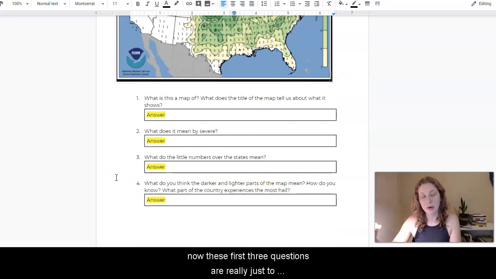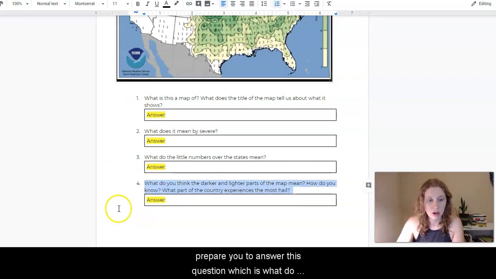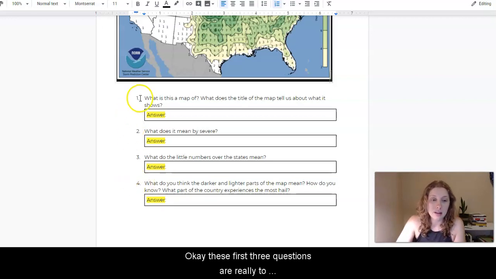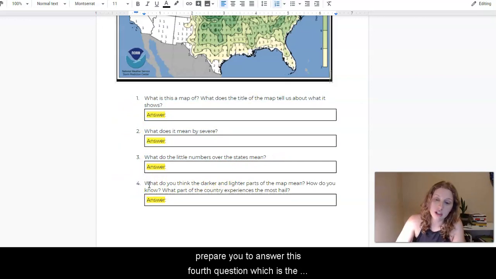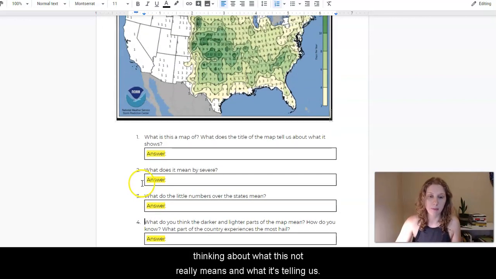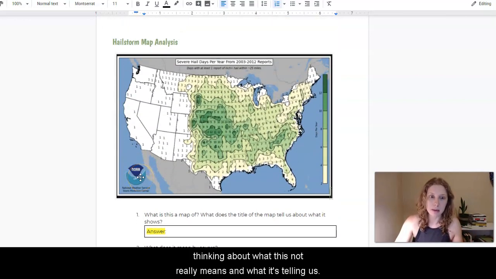Now these first three questions are really just to prepare you to answer this question, which is, what do you think the darker and lighter parts of the map mean? How do you know? What part of the country experiences the most hail? Okay, these first three questions are really to prepare you to answer this fourth question, which is the most important. All right, focus most of your energy on this question, thinking about what this map really means and what it's telling us.